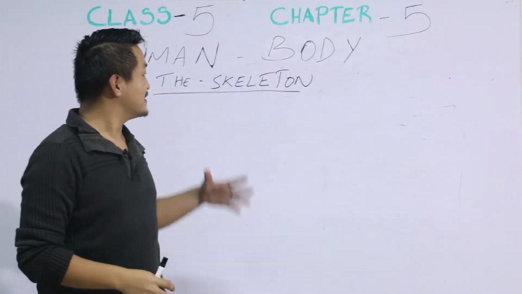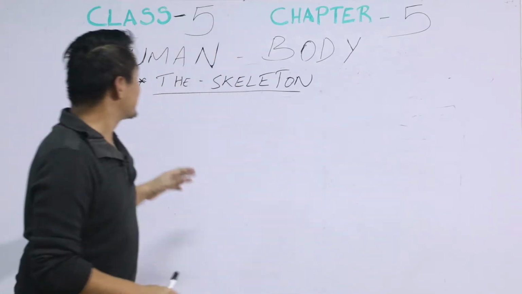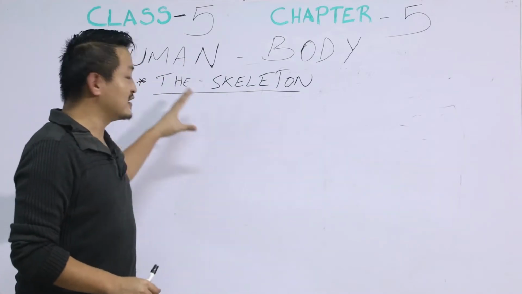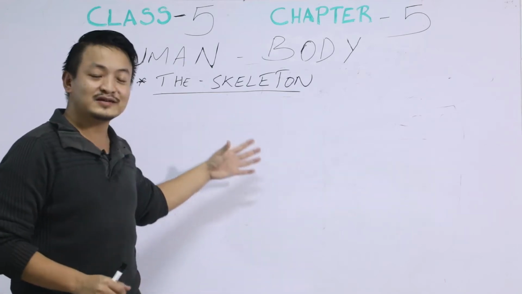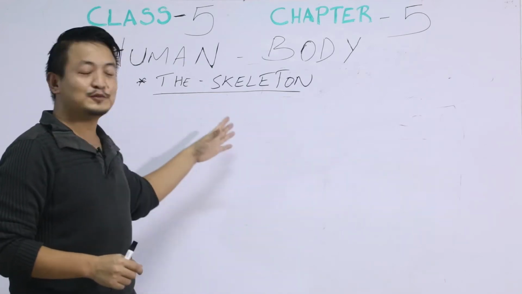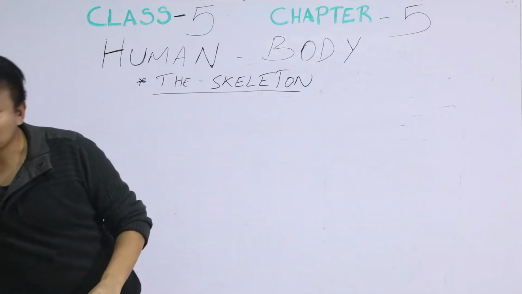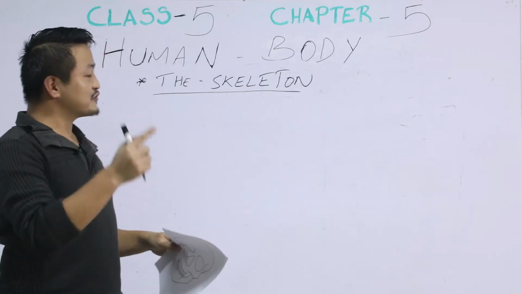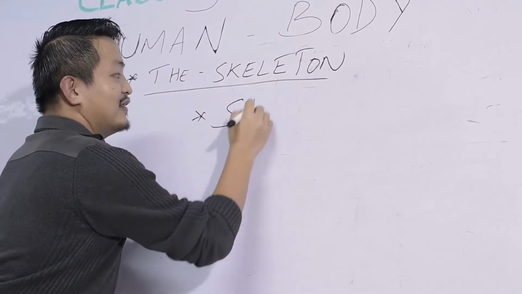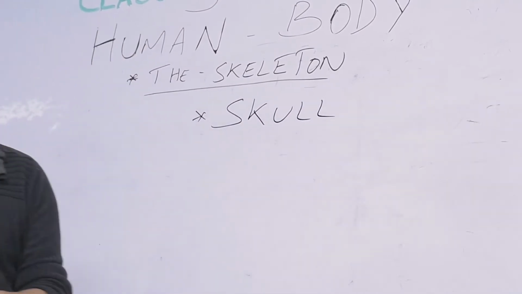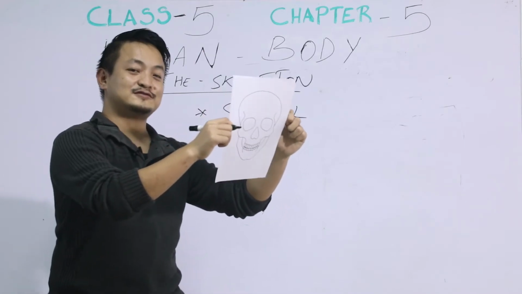So we'll continue with the same chapter, what we have left in our last class. Clear? So today we are going to discuss the human skeleton. I have given you a brief introduction about the human skeleton and the parts that we have under it. Today I'll show you how a human skull looks. The first part of the human skeleton is the skull, right? The human skull looks like this. Clear? This is how the human skull looks.